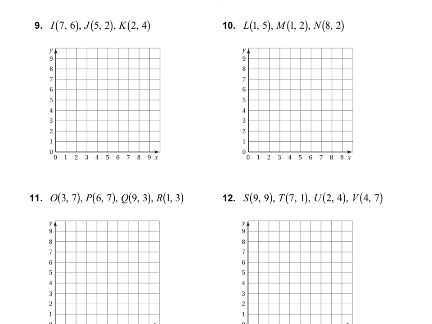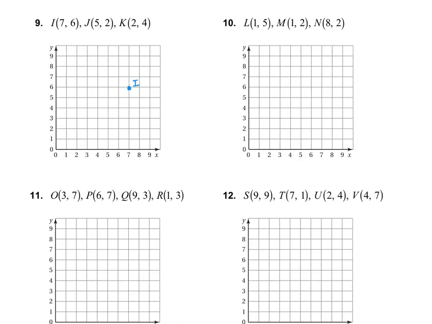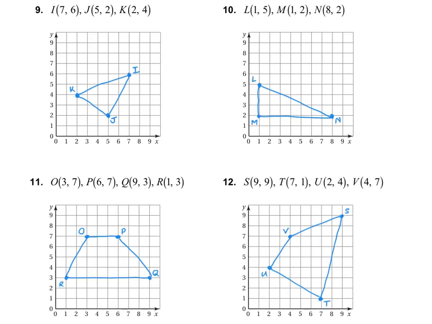Okay, number 9, we have 7, 6. J is at 5, 2. And K is at 2, 4. And here we have that. Okay, you guys go ahead and try number 10, 11, and 12 on your own. Pause the video and then turn it back on when you're done and see if you got it right. Okay, and here I have numbers 10, 11, and 12 done. Check your work and see how you did.